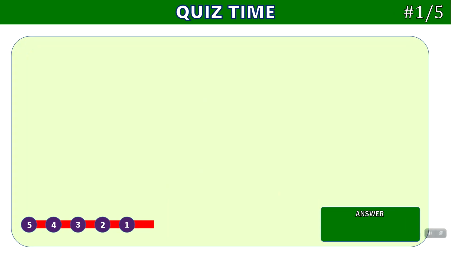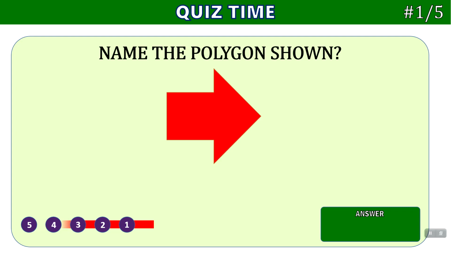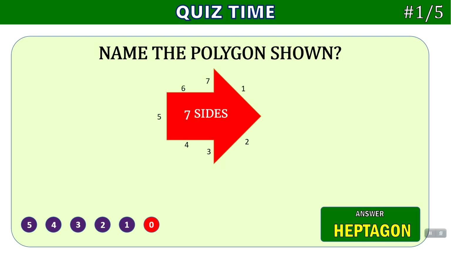And now it's quiz time. Name the polygons shown below. You have 5 seconds. Time's up. The answer is a heptagon. Let's count the sides. 1, 2, 3, 4, 5, 6, 7. A 7-sided shape is known as a heptagon. This is an irregular heptagon.